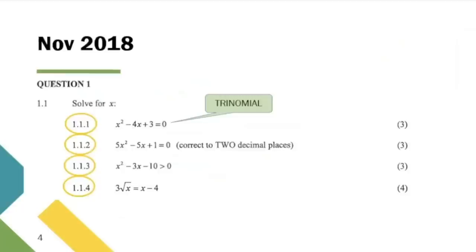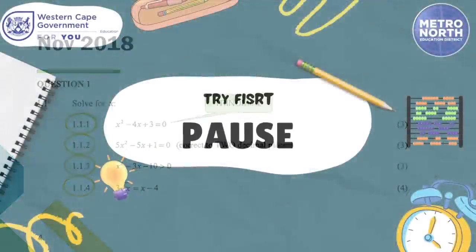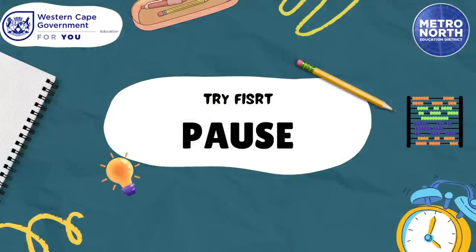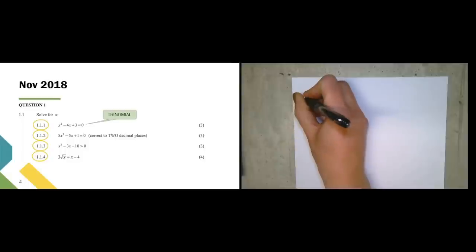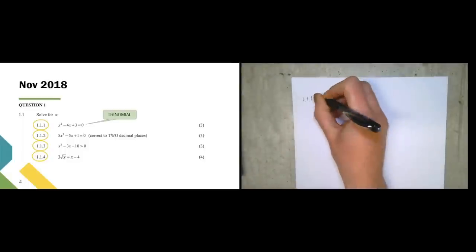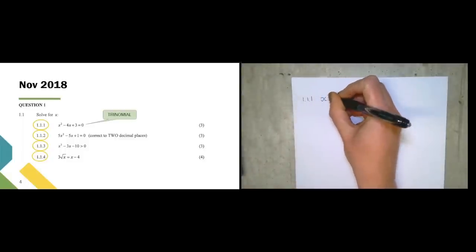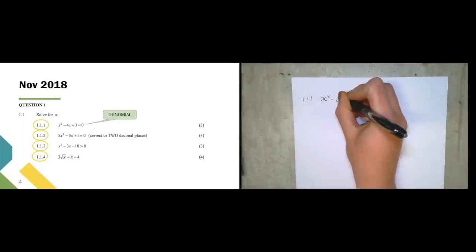So if we look at the last few years' papers, we're going to start on November 2018. Ask me to solve for x. Question 1.1.1, they've given us x squared minus 4x plus 3 equals 0.